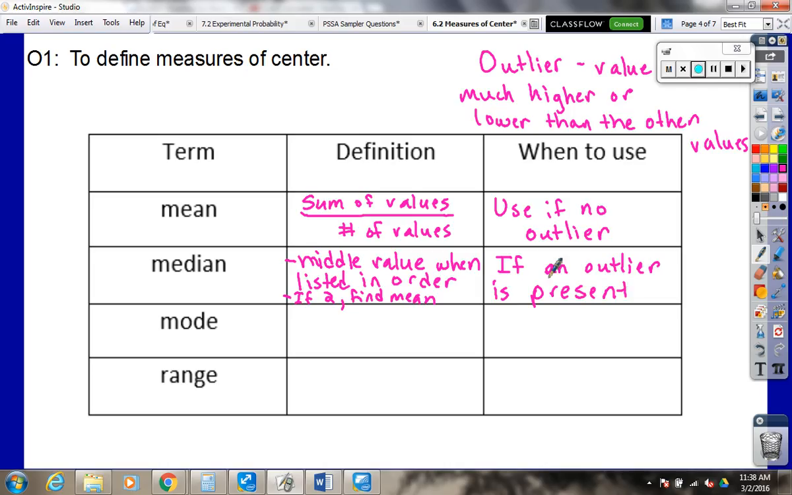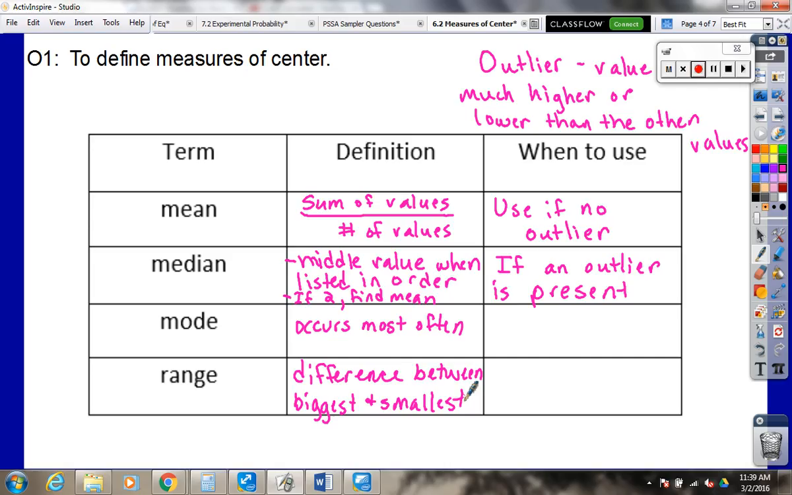Okay, mode is just the value that occurs most often. We'll just write this really short. Occurs most often. And the range is what? Tell me what the range is. How would you define that? Rosa? Good. It's the difference between the lowest and highest, or biggest and smallest. Difference between biggest and smallest.